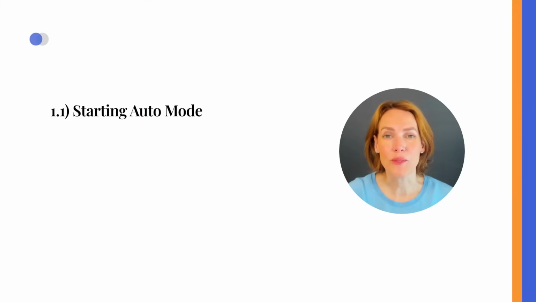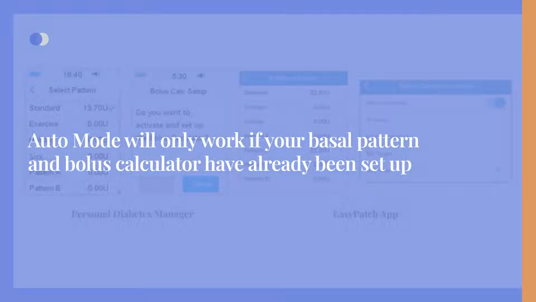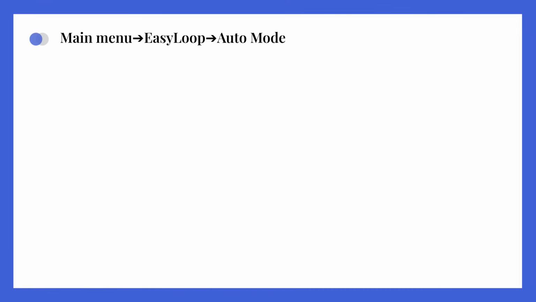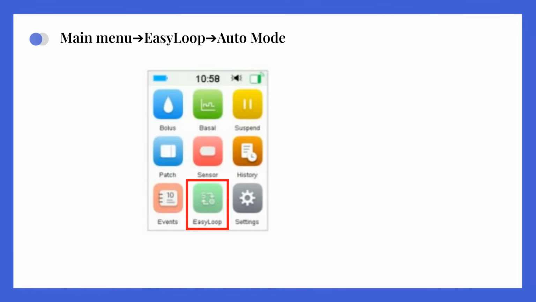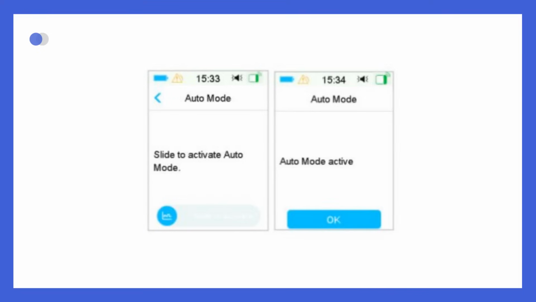1. Starting auto mode. Auto mode will only work if your basal pattern and bolus calculator have already been set up. And keep in mind it can't be turned on if insulin delivery is currently paused. To start auto mode from the PDM, go to the main menu, tap Easy Loop, then tap Auto Mode. Slide the switch to turn it on. You'll be asked to enter your target sensor glucose, your weight, and your total daily insulin dose.